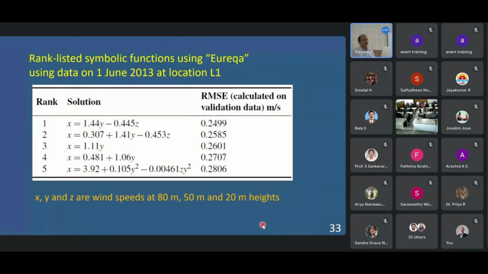Now, I used the symbolic regression tool available, named Eureqa, as our basic tool, and using the data of one particular day, I have shown this day only, 1 June 2013 at location L1. This is the way the ranked solutions come from the symbolic regression process. So the best one, I took this one. It produces a root mean square error of 0.24, the lowest one. Like that, it increases. So this is taken as the solution generated by symbolic regression.